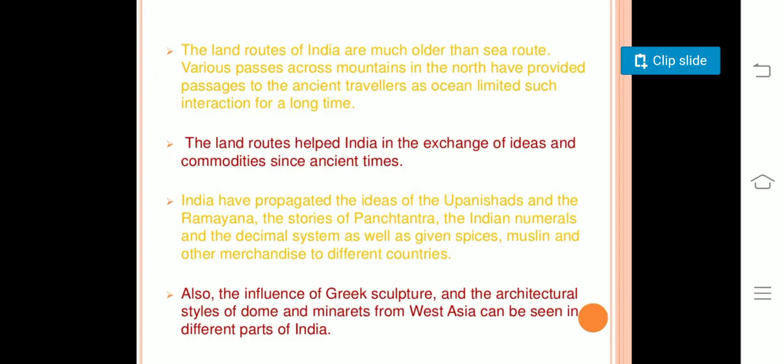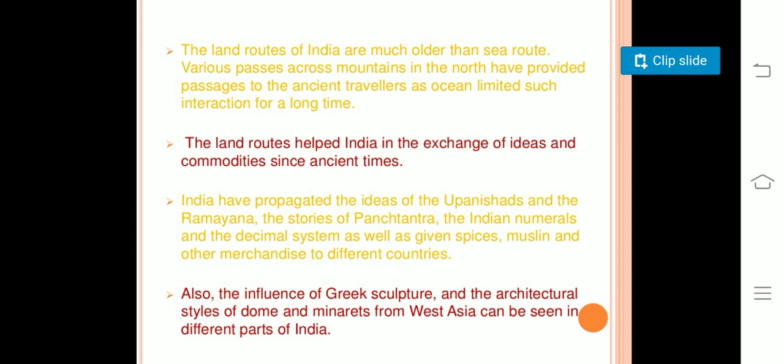The land routes of India are also much older than the sea routes. The various passes across the mountains like Khyber Pass in the north provided passage to the ancient travelers, as ocean limited such interaction for a long time. Before we developed our ships, we used to travel across the Asian countries with the help of these land routes. These land routes helped India in the exchange of ideas and commodities.